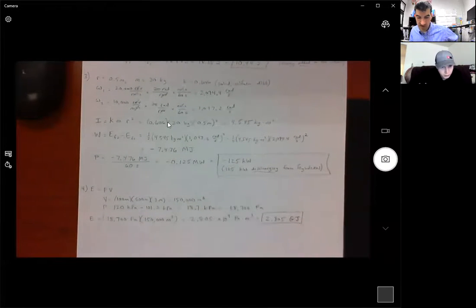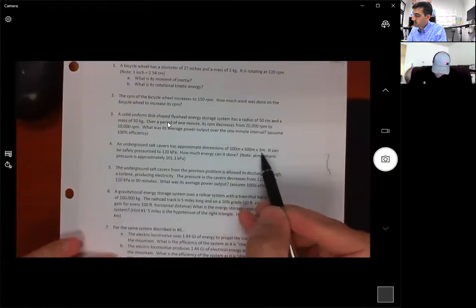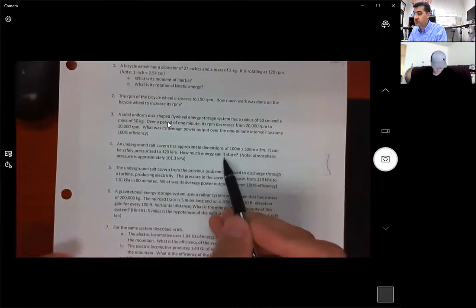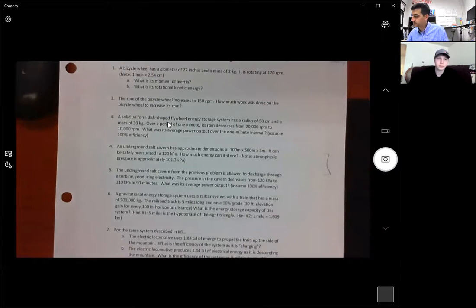Then in number 4, we're talking about compressed air energy storage, CAES. And we've got a salt cavern that is given these dimensions, and it can be pressurized to 120 kilopascal, and it asks how much energy can it store. Remember, the amount of pressure is always relative to atmospheric pressure. So what we're really interested in is the difference between the pressure in the cavern and outside the cavern, because that relative difference is going to give us our energy storage.